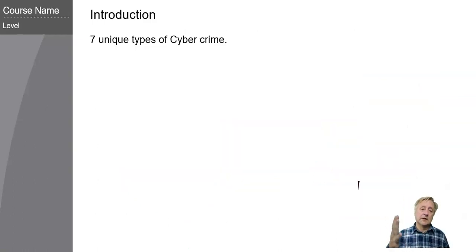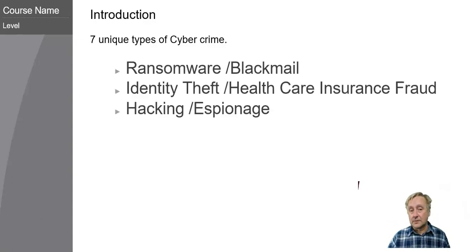List 7 unique types of cybercrime that can happen. Well, 3 of them are ransomware. Ransomware is a form of blackmail. In the old days, blackmail was about getting the goods on somebody and then threatening to expose them. Today we have ransomware. So ransomware is about encrypting the database of a business so that they cannot reach their customers or cannot provide the services that they provide. Very embarrassing. And some companies actually go out of business because of ransomware attacks.